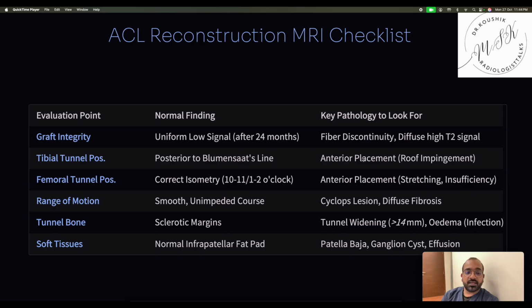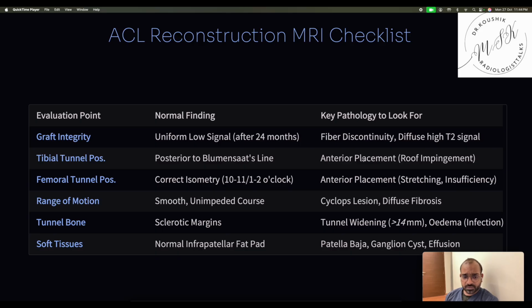Then femoral tunnel, whether it is in correct isometry, at the 10 o'clock to 11 o'clock position if it is a right knee, and at 1 o'clock to 2 o'clock position if it is a left knee. If it is anteriorly placed, then stretching or insufficiency can happen. Then range of motion: smooth, unimpeded course. If restricted range of motion is there, then what do we have to look for? Cyclops lesion and diffuse arthrofibrosis.